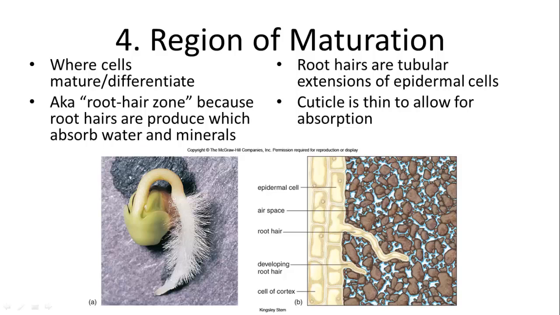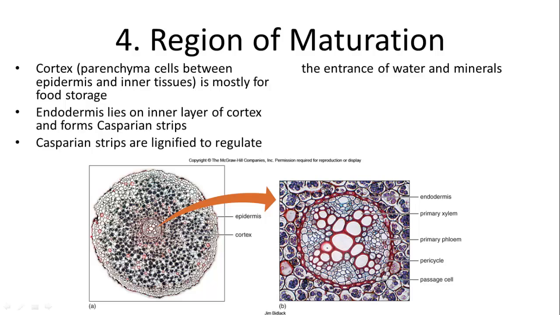So they aren't a continuation like the root tip would be, where you have mitosis occurring. Instead, you just have extensions of the epidermis. And the cuticle on this is really thin to allow for absorption of water and minerals. But it greatly increases the surface area. The cortex is the parenchyma cells between the epidermis and the inner tissues, and this is mostly for food storage.